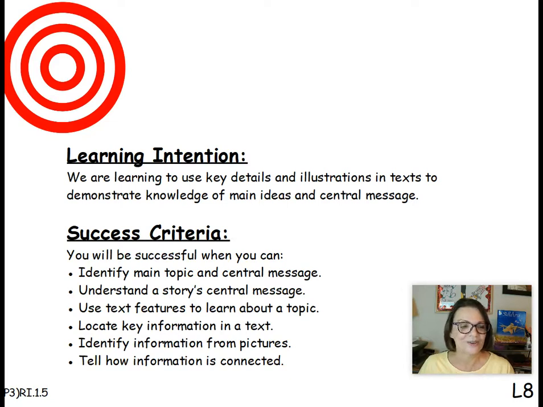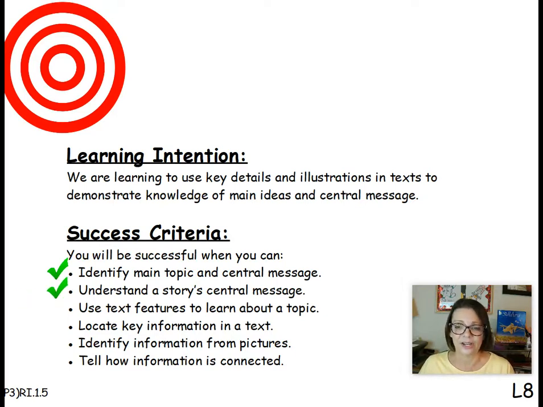central message. So I know that our book is about going to school. So I'm thinking that is what it's mostly about. So that would be our main topic. Understand the story's central message. So we're figuring that out as we go along, aren't we, boys and girls? We are learning about the different schools. So I'm going to go ahead and put a check mark by that.